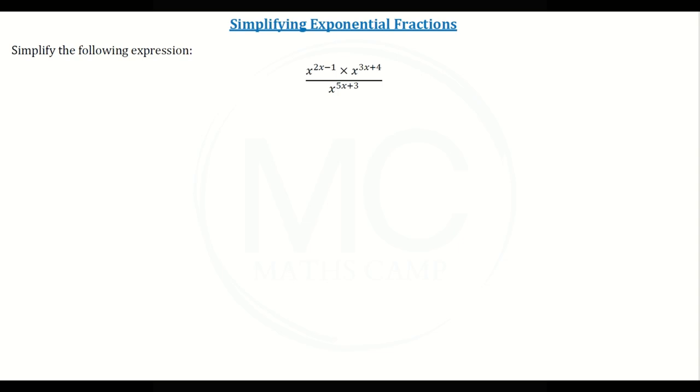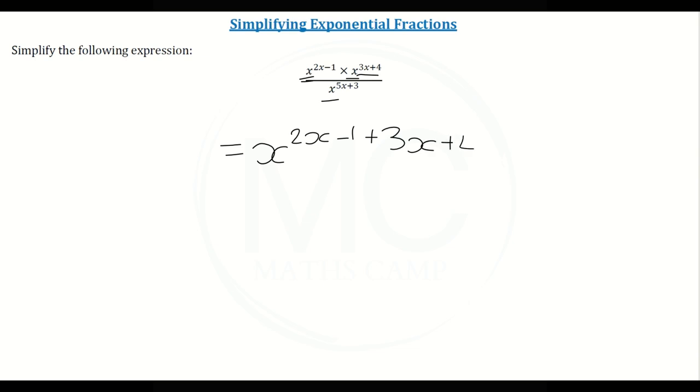Simplify the following expression: x to the power of 2x minus 1 multiplied by x to the power of 3x plus 4 all over x to the power of 5x plus 3. We have a base of x, a base of x, and a base of x. Here we are multiplying x to the power of 2x minus 1 by x to the power of 3x plus 4. So we can add these exponents. And we can say x to the power of 2x minus 1, and then we're going to add 3x plus 4. So we say plus 3x plus 4.